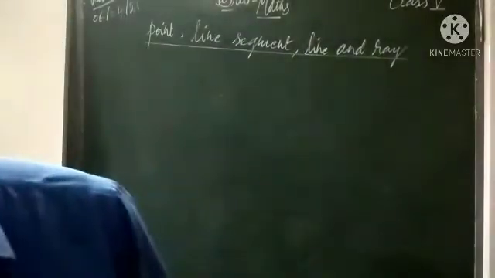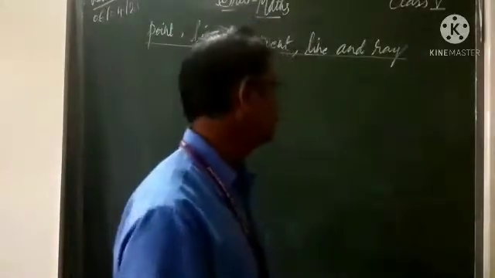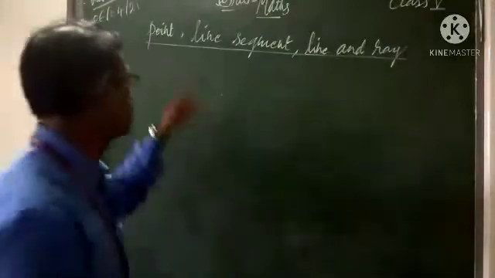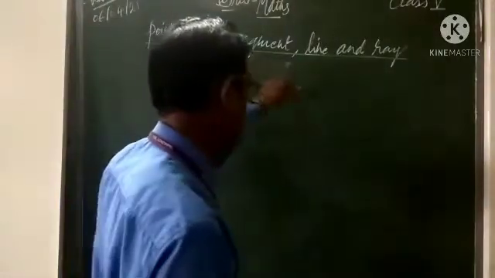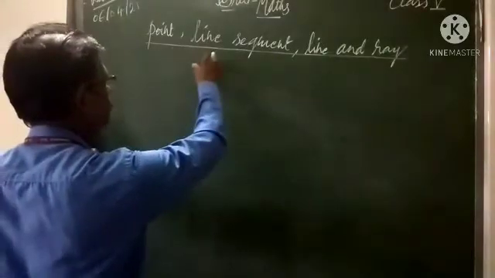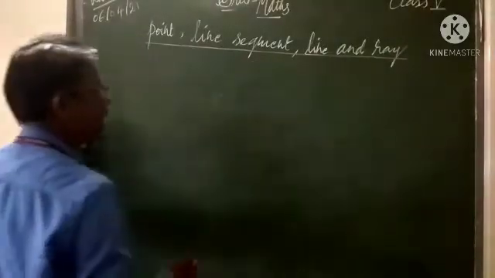In the previous class we studied, do you remember? Circle, radius, diameter, all those things. Now today we will study points, line segment, line and ray. Four different types of things. We will study point first of all, after that line segment, line and ray.